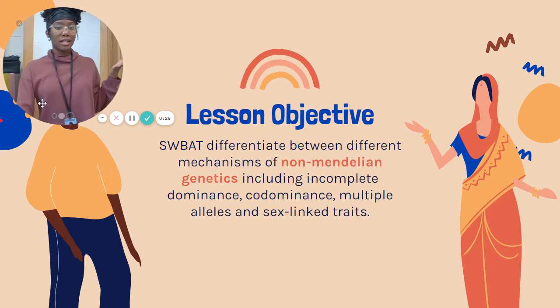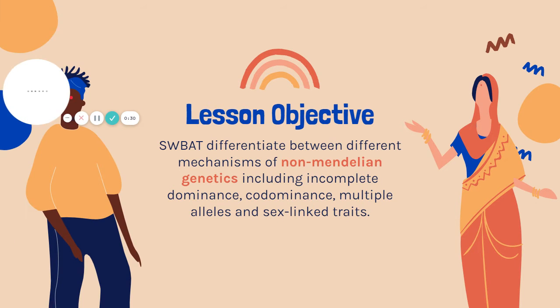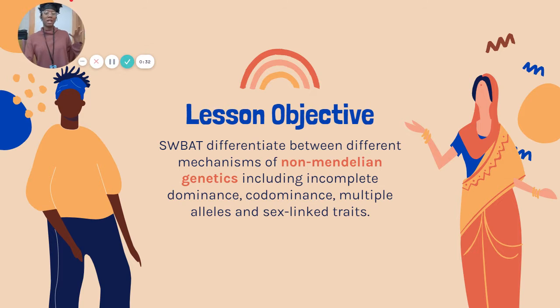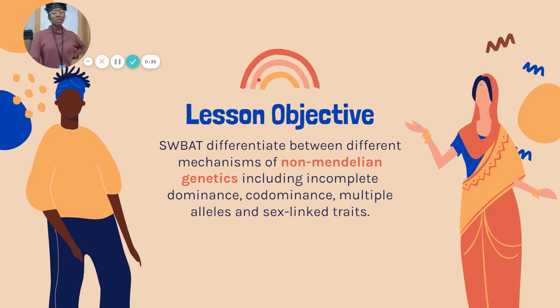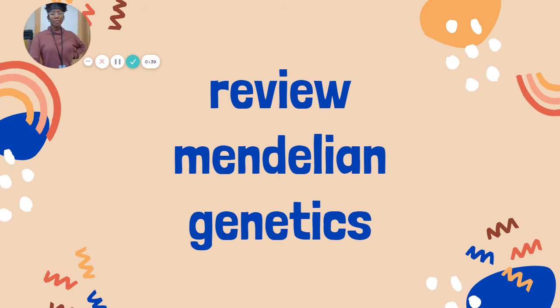Our lesson objective for today is that students should be able to differentiate between different mechanisms of non-Mendelian genetics, including incomplete dominance, codominance, multiple alleles, and sex-linked traits. So let's review Mendelian genetics first.